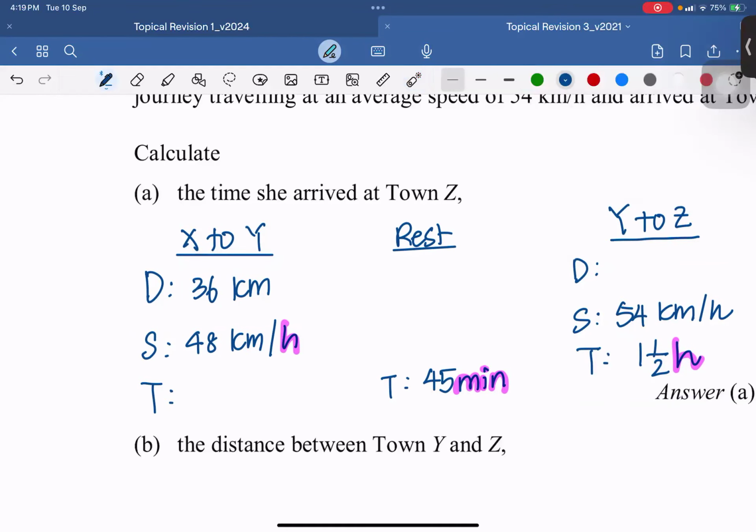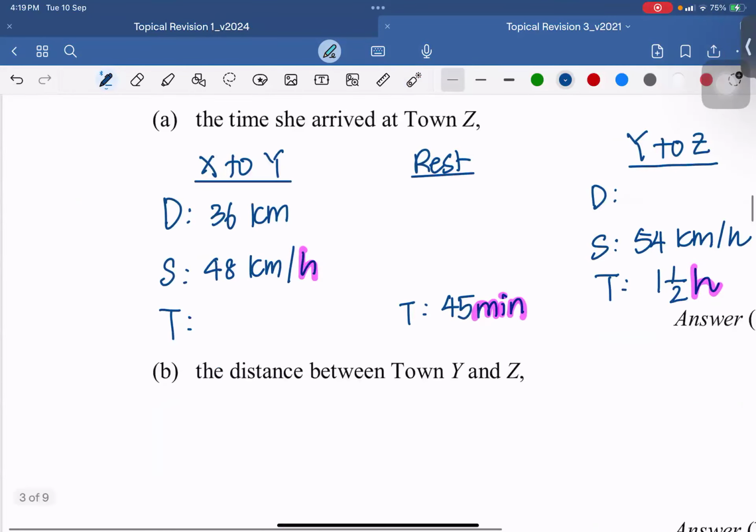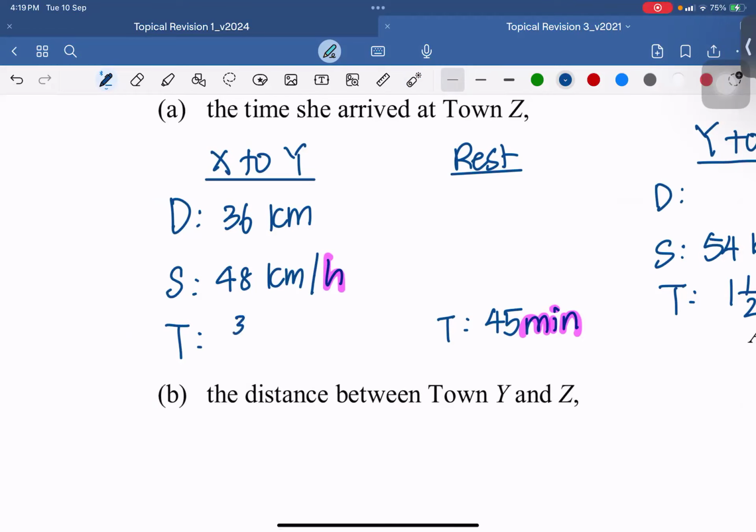How to find the time? Distance divided by speed. Thank you very much. So this distance divided by speed, that will be 36 divided by 48. What's the answer? Haki, what's the answer? You never calculate. It's 3/4. Thank you. Can you tell me the units for this timing? Is it seconds, minutes, or hours? Hours. Thank you very much.